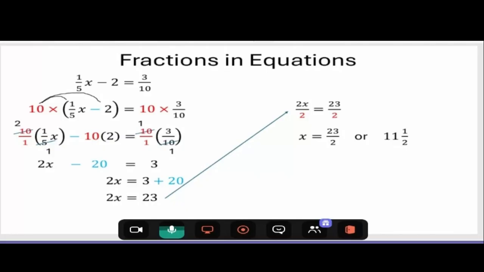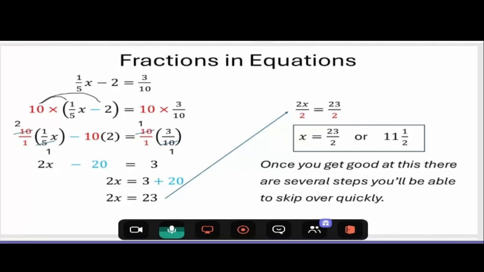Okay, so we pick a number that will make all the fractions go away, and then we multiply by that number. Why are we allowed to do that? Because it's an equation, so we can do anything we want, multiply by 10, as long as we also do it to the other side, multiply by 10.